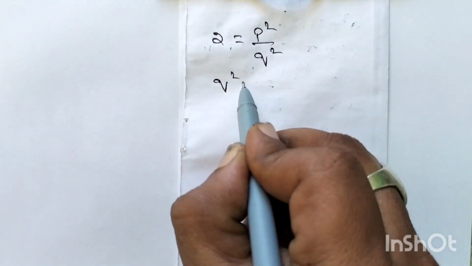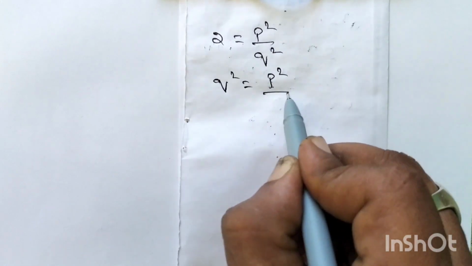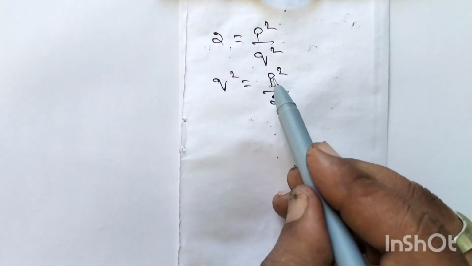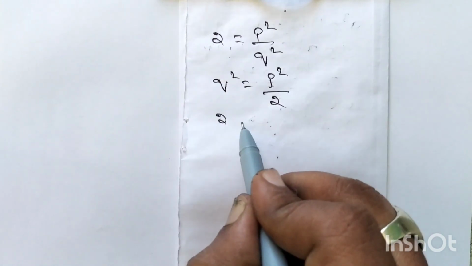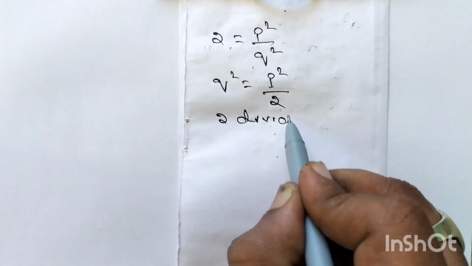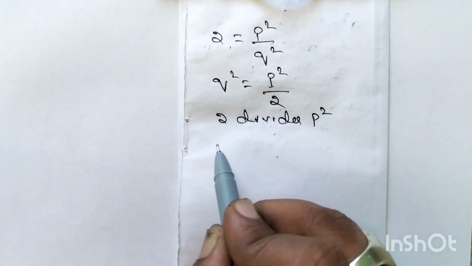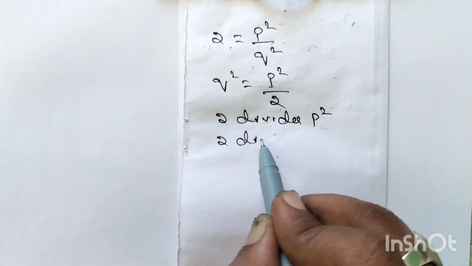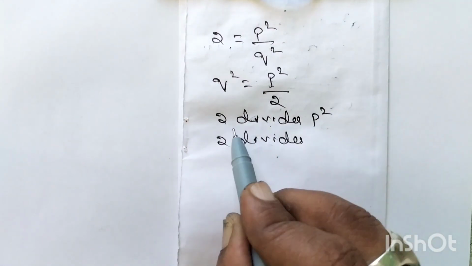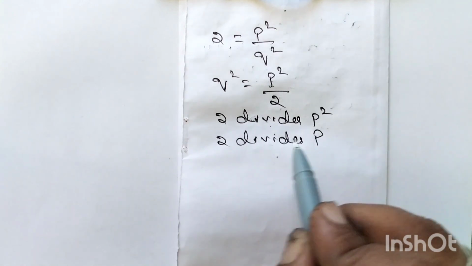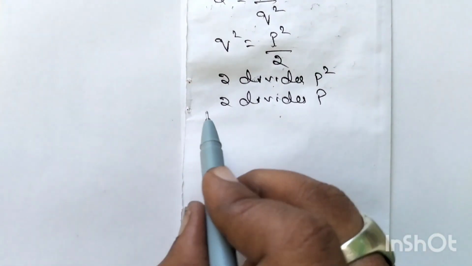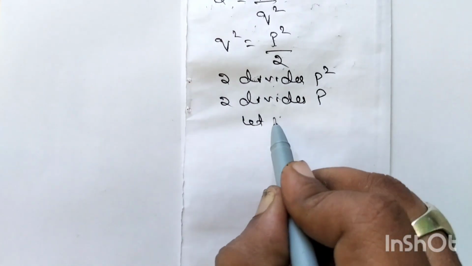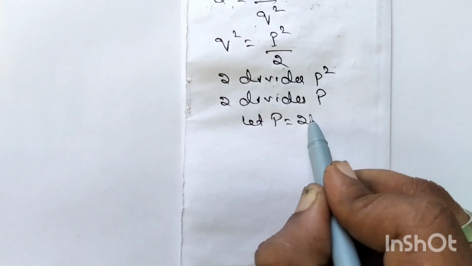So q square is equal to p square divided by 2. So p square, 2 is dividing whom? p square. So 2 divides p square. Therefore 2 divides p. So if 2 divides p square, then 2 also divides p. This is one. Next, let p is equal to 2k.